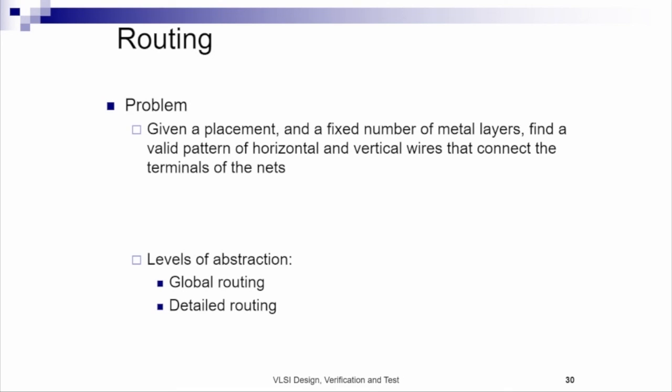The problem of routing is as follows. Given a floor planning and placement and a fixed number of metal layers, we need to find a valid pattern of horizontal and vertical wires that connect the terminals of the nets. So we have the placed blocks, their exact positions known, and we know which wires will be interconnected between these blocks. So in the routing phase, we need to find actual Manhattan paths through the vacant spaces within the blocks to connect these terminals. And what are the objectives? We may want to minimize the routing area. We may want to minimize the area required for routing so that the total area of the chip finally will be minimized. Now routing is abstracted at two different levels.